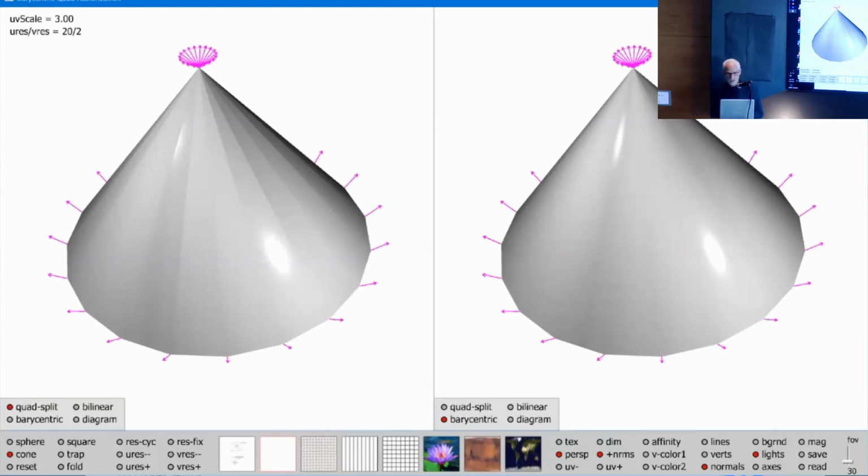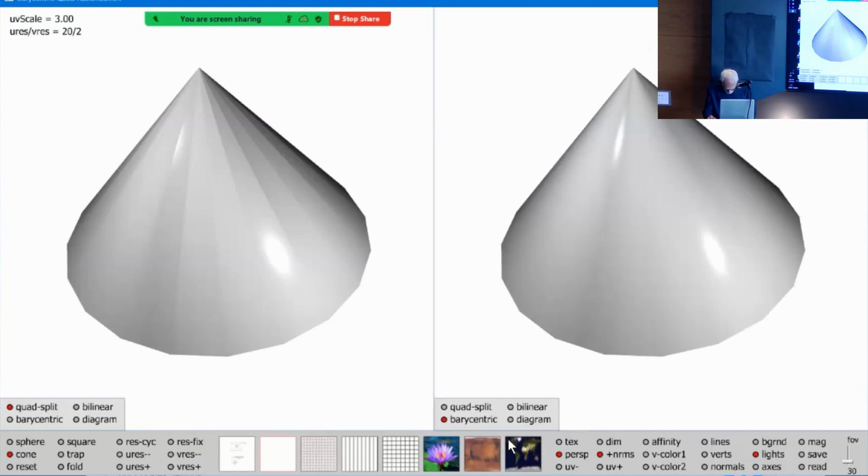With the barycentric method, the discontinuities disappear. Really, that's the main thing I want to present: for some of us, this cone is perfectly fine, but for some people, they're not happy with that, and the cone on the right would be much better. So really, that's the gist of the paper.